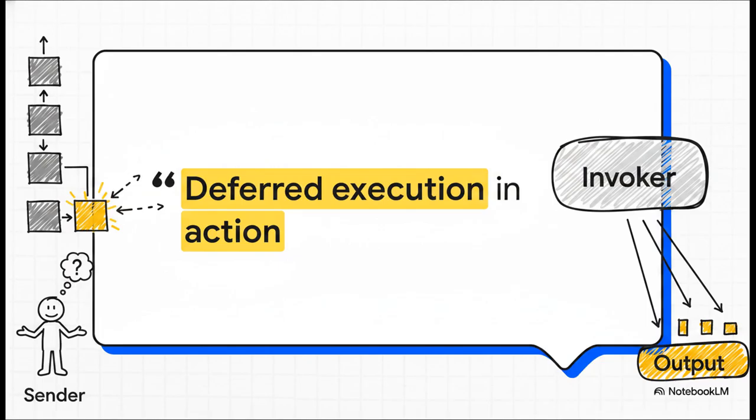And this is the result. It's kind of wild to see in action. The first couple of commands get added to the queue, and nothing. Crickets. Complete silence. The sender, our main function, has totally relinquished control. It's only when that final command is added, the one that triggers the batch, that all the messages suddenly print out at once. The invoker is in charge of the timing, not the sender. That is deferred execution in action.